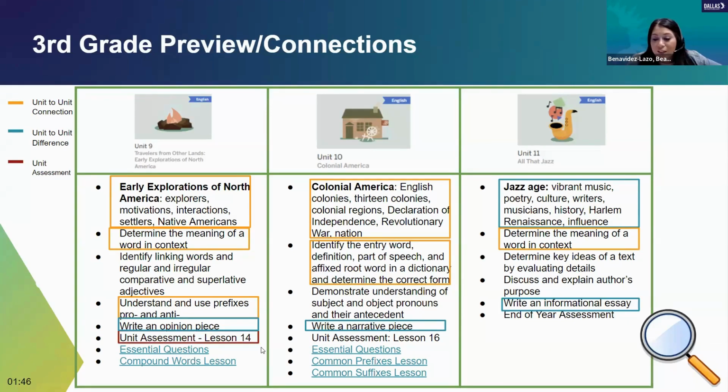And then just to highlight the unit assessments, we see a unit assessment for lesson 14 in Unit 9. And then for Unit 10, it'll be lesson 16. And then I didn't highlight the end of year assessment because those are optional, depending on what your campus decided to do for the end of year assessment, since we do MAP. Okay. Any questions about this preview before we go on?